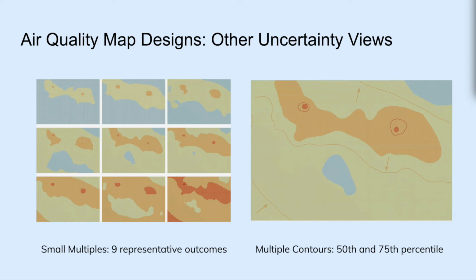And on the right is the final design that I tested. I won't focus on this one too much here, but basically it takes the original contour map and overlays a set of lines that represent the 75th percentile outcome. So for this map, for example, you can say the light orange level of air quality is 50% likely to be contained within that orange colored blob, and it's 75% likely to be contained within those orange lines.